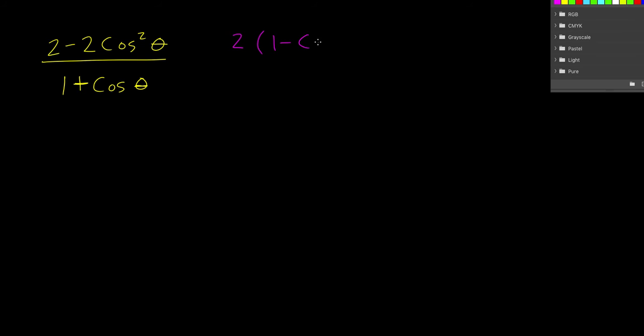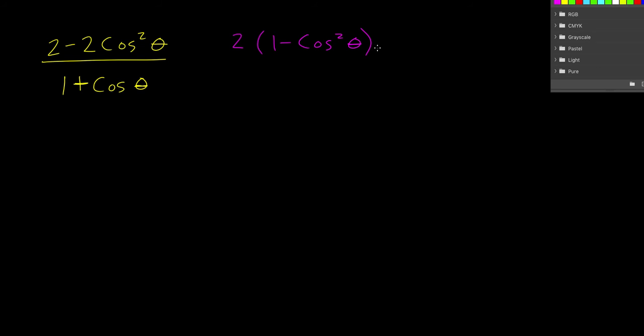All right, we have 2 more problems to do and then we're done. So we have 2 minus 2 cosine squared theta over 1 plus cosine theta. Okay, so the top, we can factor a 2 out. So that's 1 minus cosine squared theta.